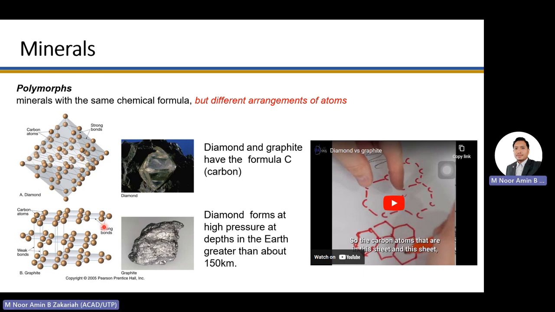Unlike graphite, diamond is totally 180 degrees different, where diamond is the hardest natural substance.